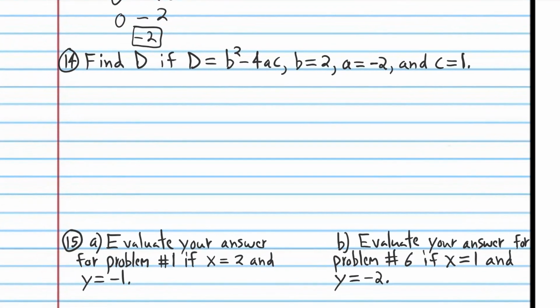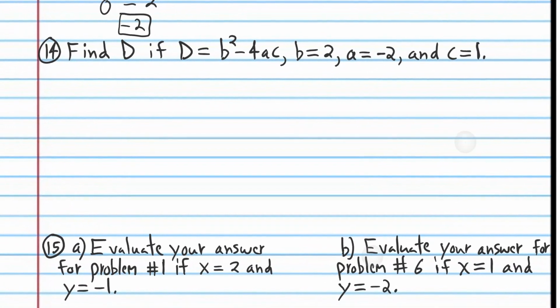14, find d if d is equal to b squared minus 4ac. b equals 2, a equals negative 2, and c equals 1. So this is what's called the discriminant. You're going to use this in my intermediate algebra course, Algebra 2.